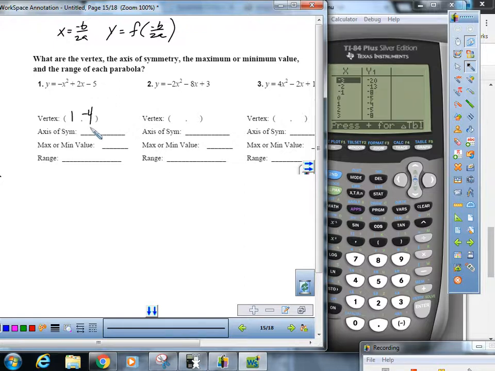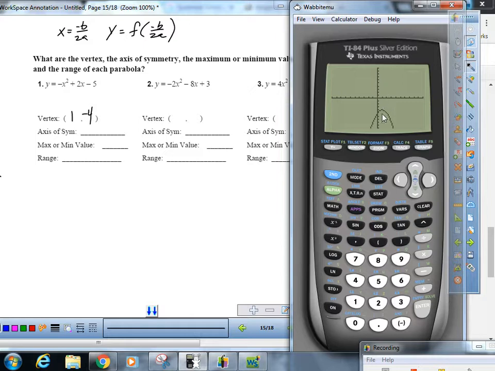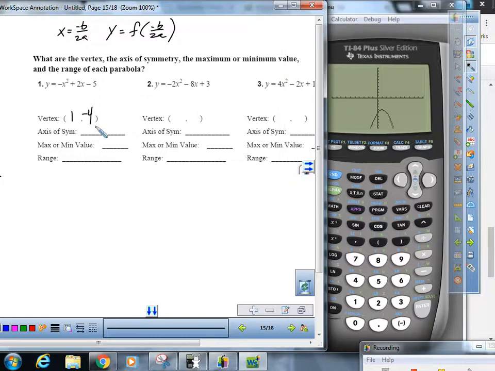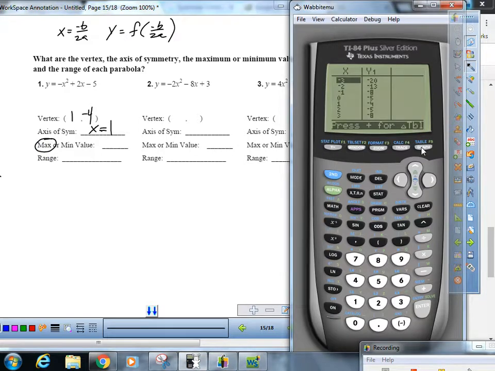Well, if you remember, the axis of symmetry is always x equals this number. But if you don't believe it, let's take a look at the graph. And it looks like the axis of symmetry is right here. That's the line that divides the parabola into equal sides on both sides, or equal parts on both sides. So indeed, the axis of symmetry is x equals 1. Okay? The maximum or minimum value, well, it is a maximum because this parabola is flipped upside down. And it looks like, again, from our table, the biggest that y ever gets is the vertex, so that's going to be negative 4.